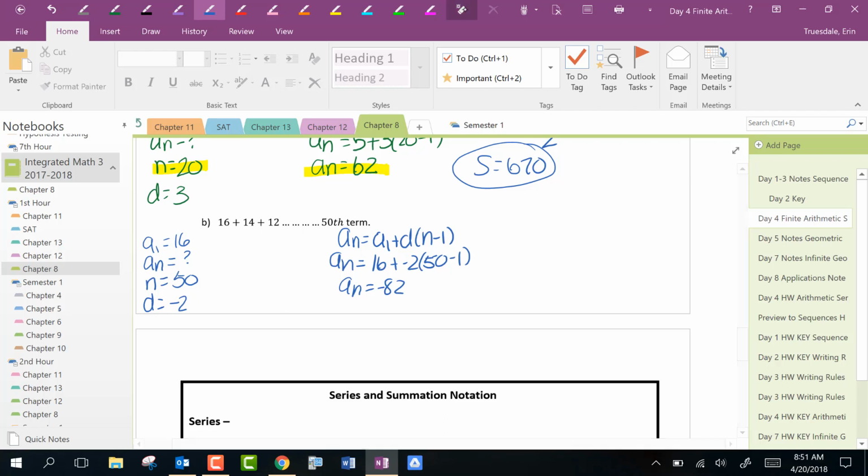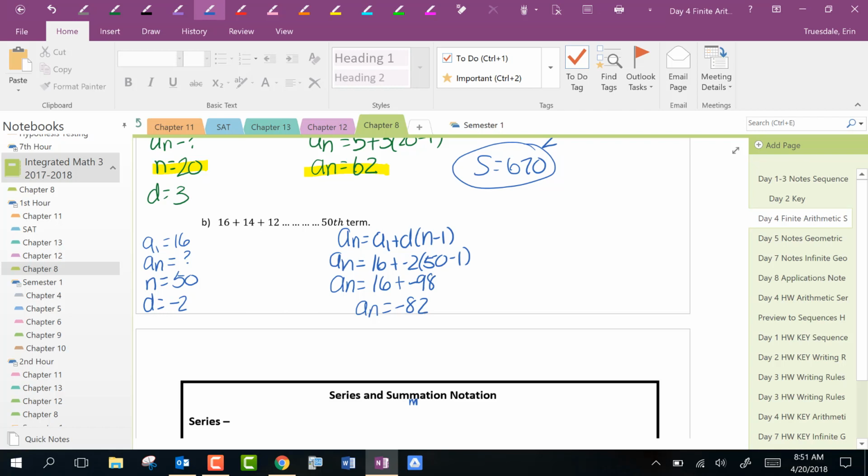Okay, so I am seeing some different answers for AN as I'm walking around, so be careful. I think it's 16 plus, this would be negative 2 times 49, so that would be negative 98. And so 16 minus 98 should give you negative 82. I kept seeing some different answers there, so just be careful. Any questions on that?